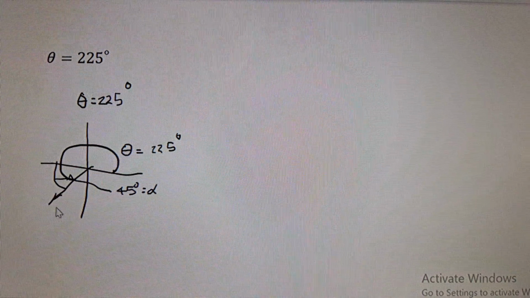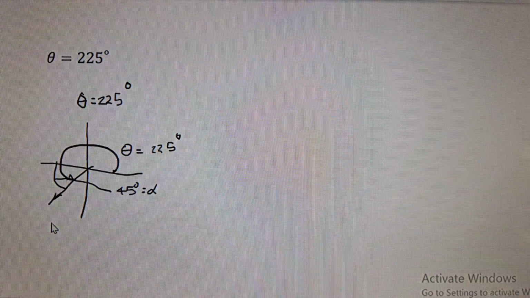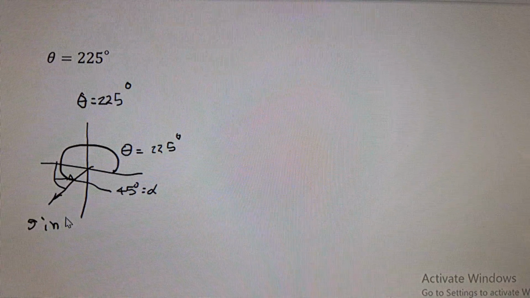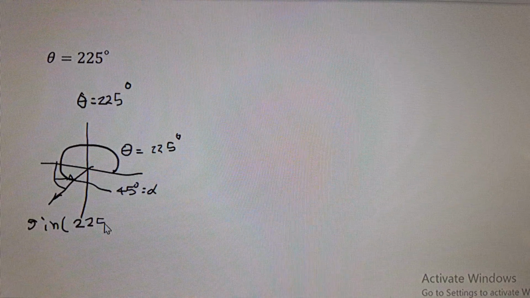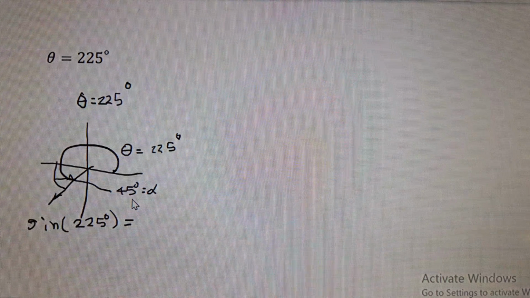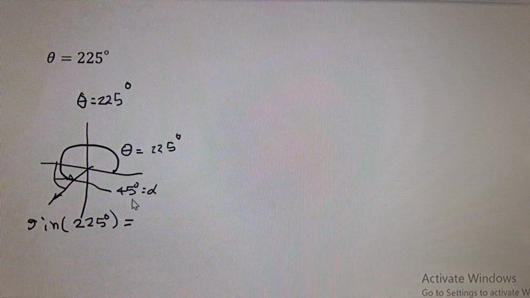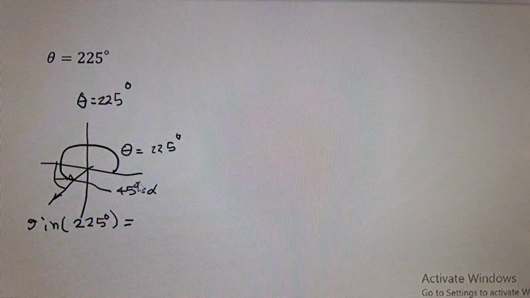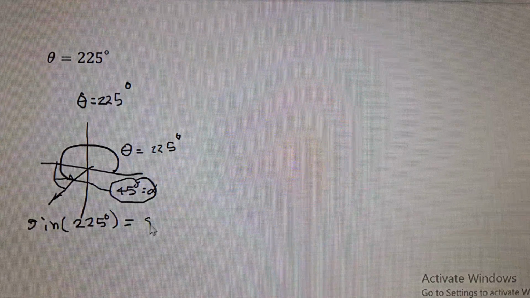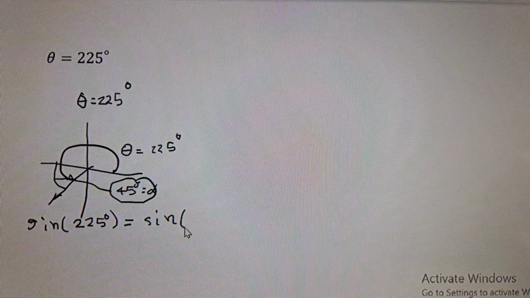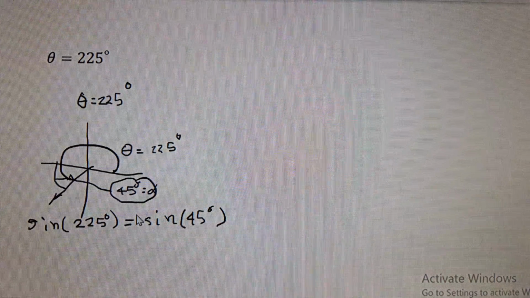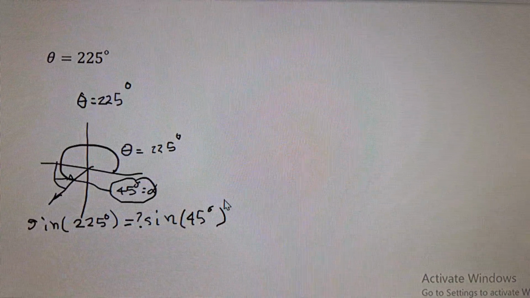Okay, so what do we know about 225? Well, we want to find what's the sine of 225 degrees. Do we need to memorize the sine and cosine and tangent of 225? No. All we need to know is that the sine of 225 is equal to the sine of 45 degrees. We just have to be careful about the sign.